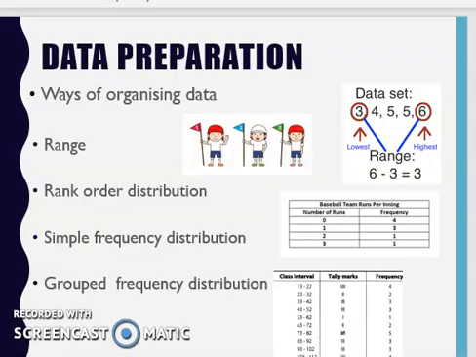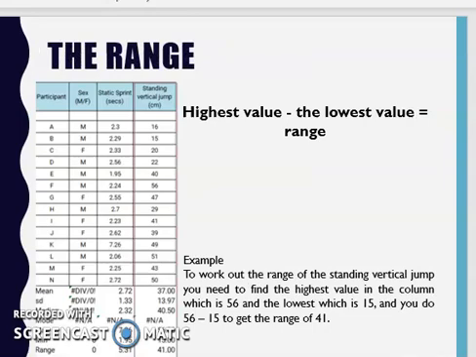There are many different ways of organising data. It depends on the type of data and the size. Here are the different ways of organising data. You can use the range, rank order distribution, simple frequency distribution, and grouped frequency distribution. The range is the highest value to lowest value, and according to Adams et al. 2010, range is the distance in numerical value from the highest to lowest value collected. This is calculated by taking the lowest value away from the highest.